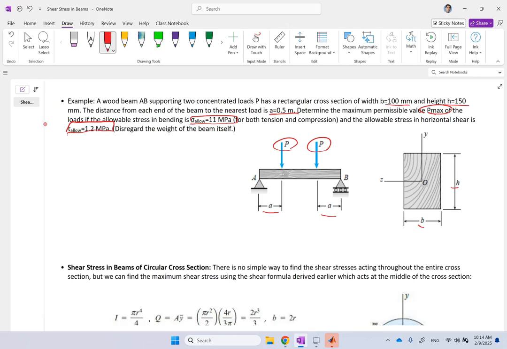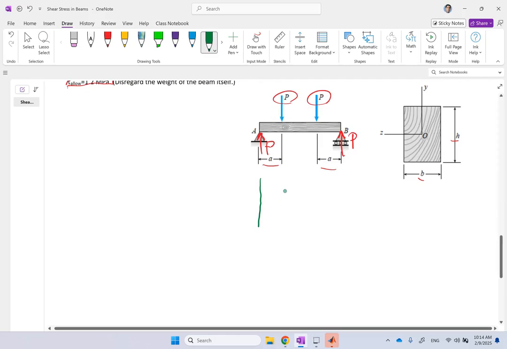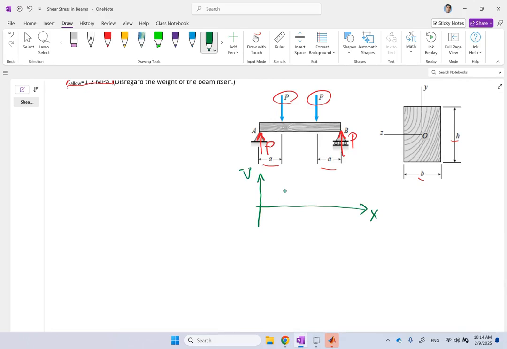It's symmetric. So clearly there is a P force here and there is a P force there. That's all it is. Okay, it's perfectly symmetric. There is no horizontal force needed here. And if we draw the shear force and the bending moment diagrams, what would we get? So here could be a plot of V versus X. And right below that, we can plot M versus X.